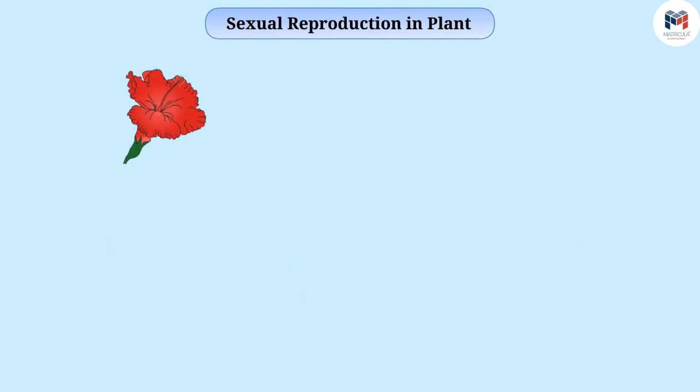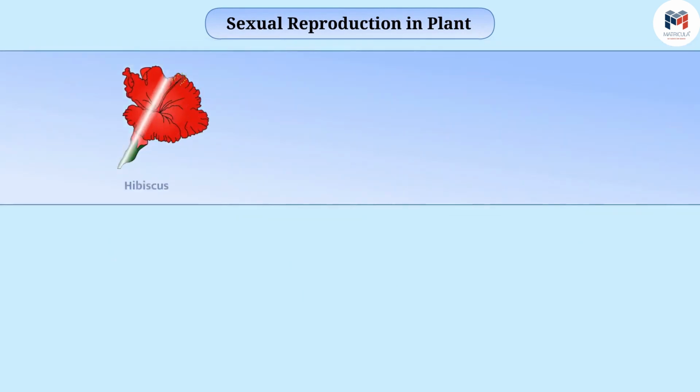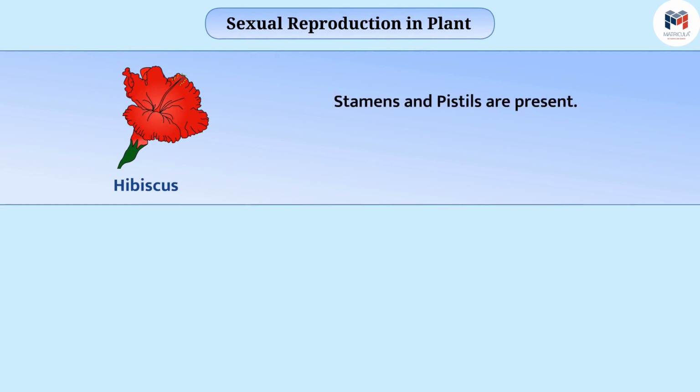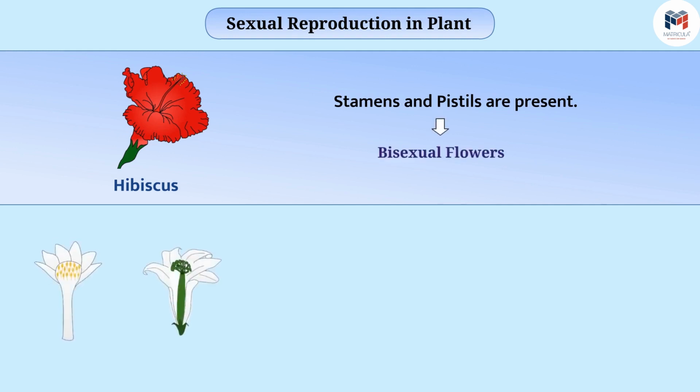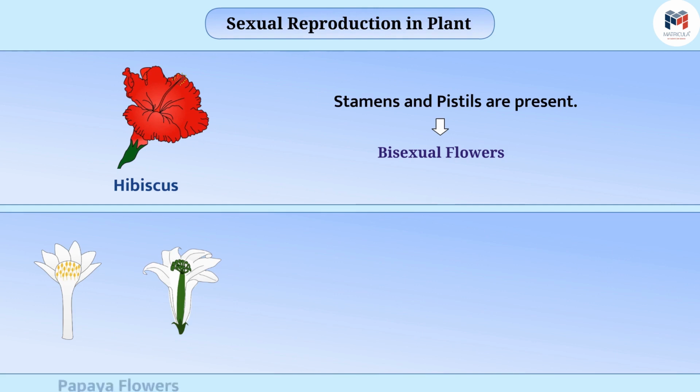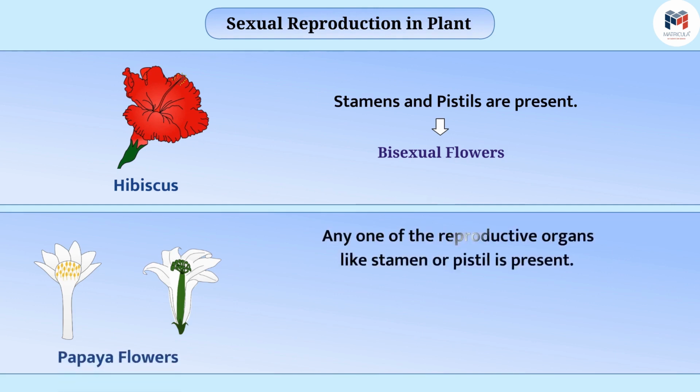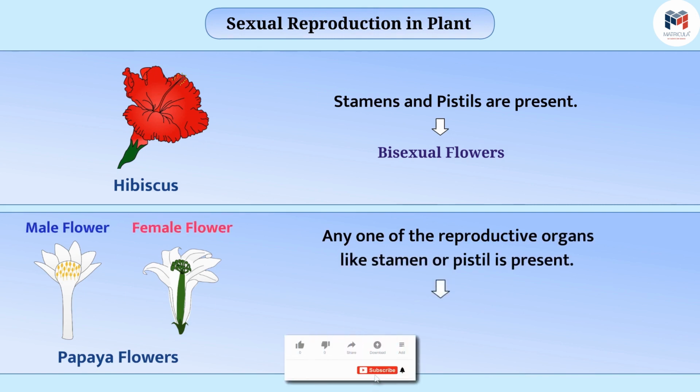There are some flowers in the world, such as hibiscus flowers, in which both the stamens and the pistils are present in the same flower. These are called bisexual flowers, while some flowers, such as papaya flowers, have any one of the reproductive organs like stamen or pistil. These are called unisexual flowers.